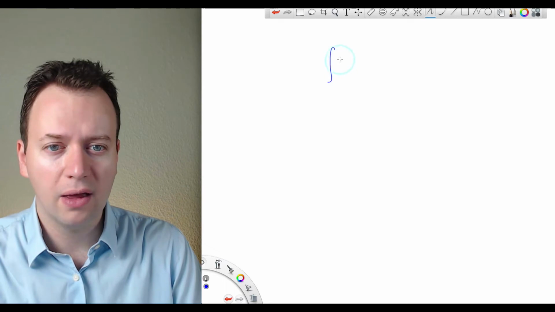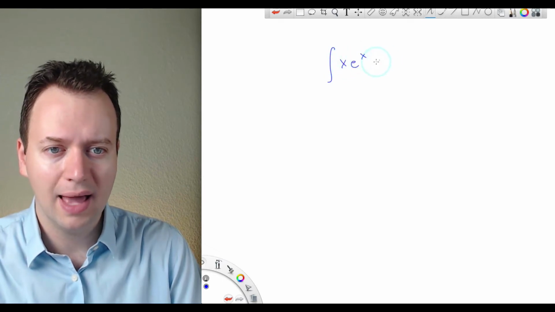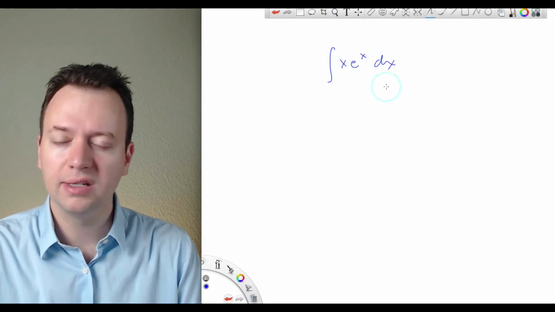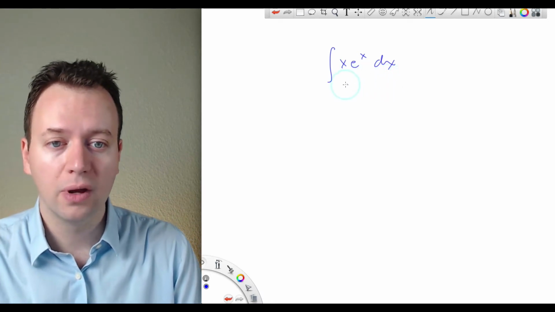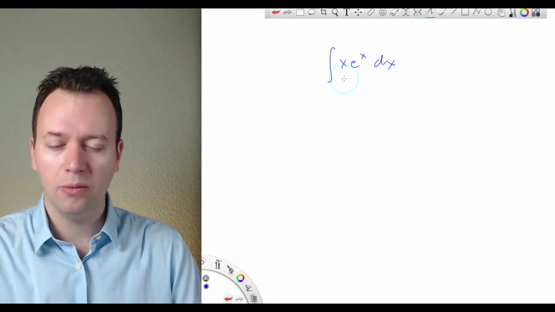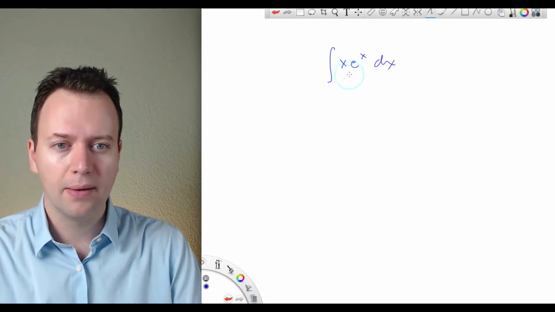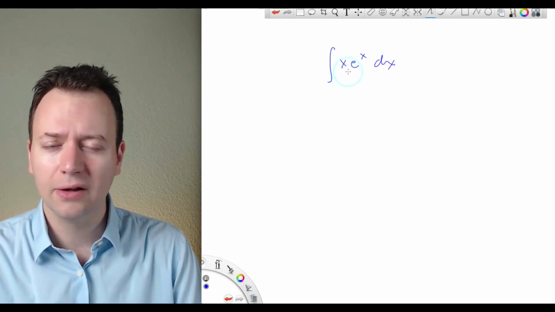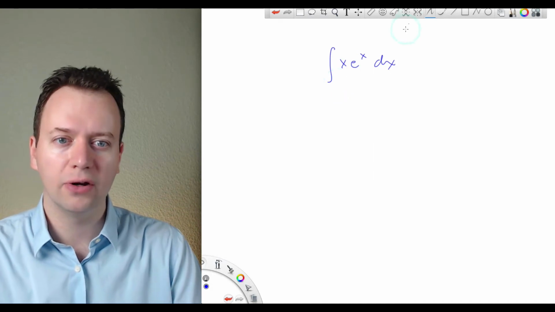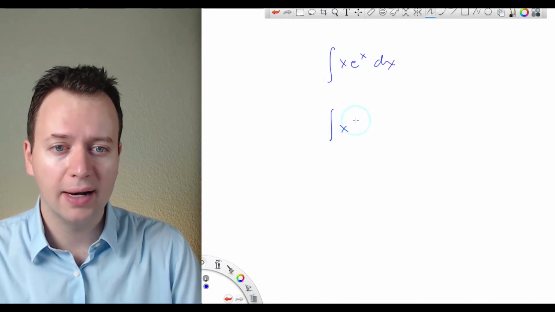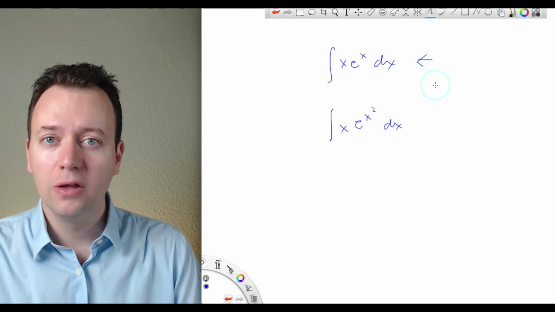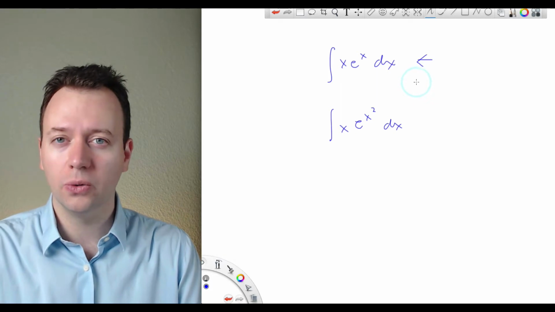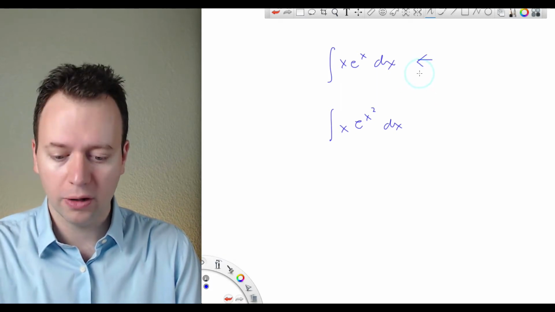However, if we encounter an integral like x e to the x, well, this seems like a very simple function. It seems like something we would want to be able to know an antiderivative of. We're kind of stuck right now. We can't use substitution because this x outside is not the derivative of the inside function. We can use substitution on x e to the x squared, but it fails on x e to the x by itself. So for an integral like this, we turn to a technique called integration by parts.